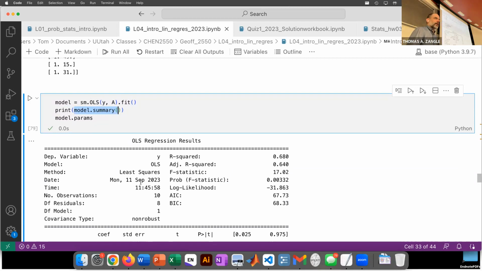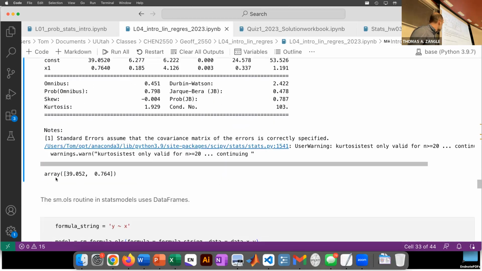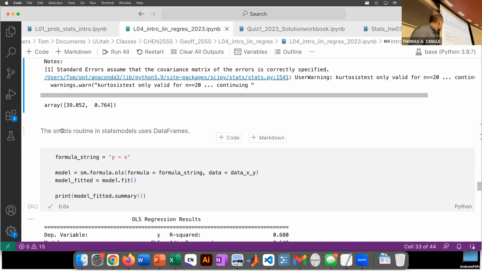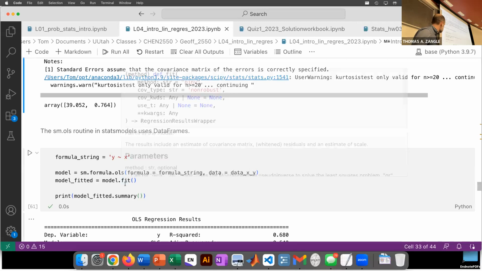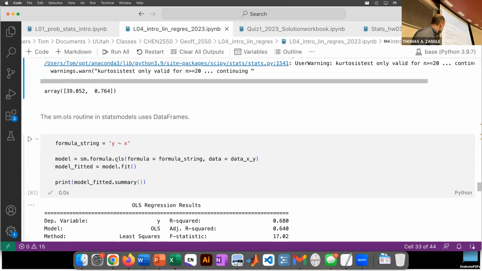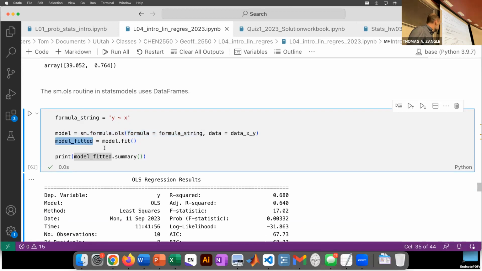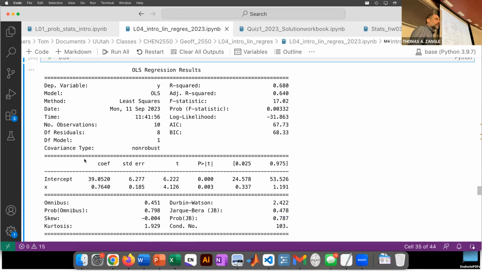So another alternative way of doing it, if we have our data stored in an array, or if we stick our data into an array, we can also use this sm.ols routine. So like this would be used for the data in data frames. Again, this is just another alternative syntax for calling our ordinary least squares fitting in stats models. But more or less, we're getting the exact same thing, where model fitted is model.fit, and we're printing that model fitted summary, and we're getting the same results that we did up above.